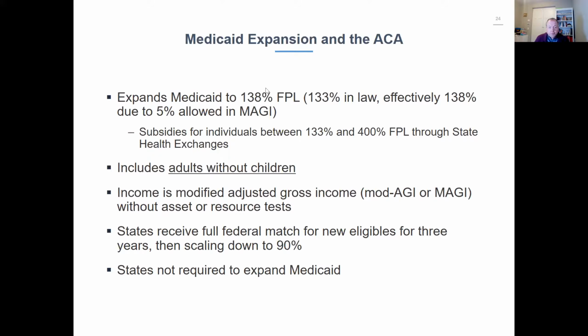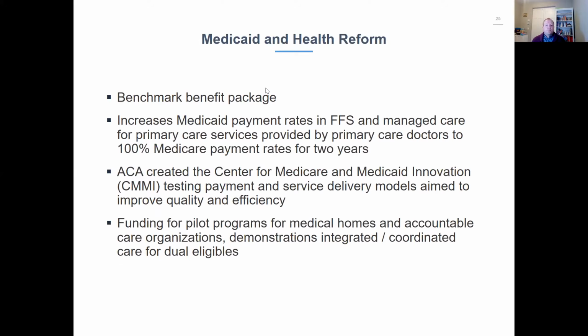States are not required, of course, to expand Medicaid, and as we've seen, a number of states have not yet expanded Medicaid, or some have expanded but have included some waivers, for instance, to either restrict eligibility or restrict services and so on. So Medicaid and health reform, so a benchmark benefit package, this increases Medicaid payment rates in fee-for-service and managed care for primary care services provided by primary care doctors to 100% Medicare payment rates for 2 years. As we know, Medicaid is paying at lower rates, so this raises that up.